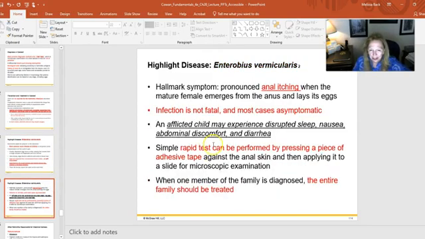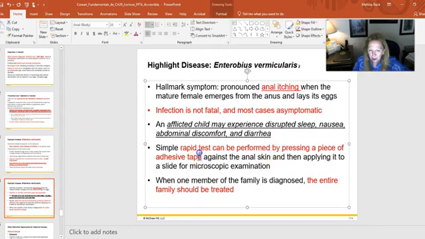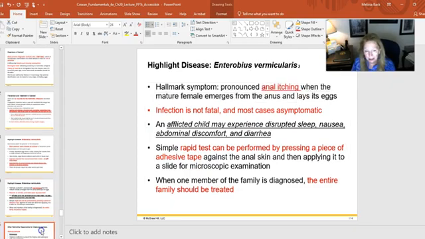So the test for this is actually a little test. It's called a Scotch tape test. It's by pressing a piece of adhesive tape around the perianal area, just patting it, then looking at that under a microscope, looking for the eggs that have been laid in that area. Because they lay in that area, it causes an intense anal itching. Intense. And so if you see children really scratching at this area, or if there's any irritation, you might want to suspect that it could be this.